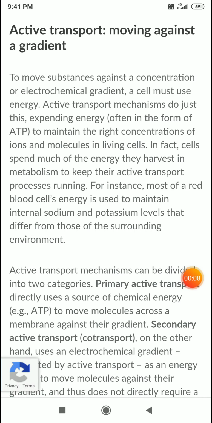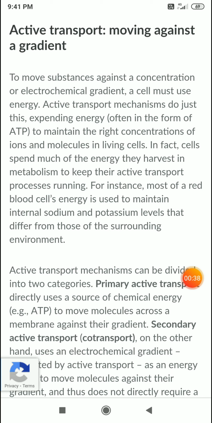Today I'm going to take active transport. Active transport is the movement of substances in a cell, to move substances against a concentration or electrochemical gradient. A cell must use energy. Active transport mechanisms do just this.